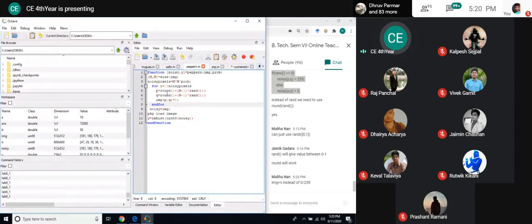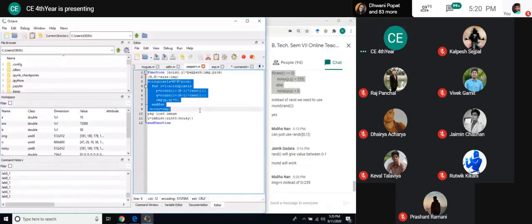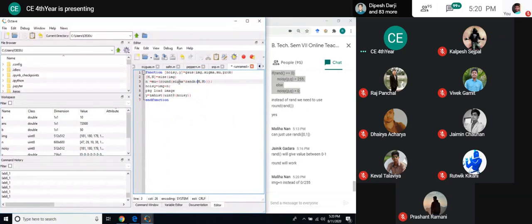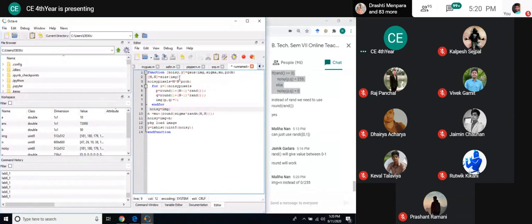Okay, let us change. I am copying this as well. The noisy pixels, this is required. Noisy pixels are fixed now. Up to the noisy pixels, what should I do? I should generate the noise and I should generate the noisy image.